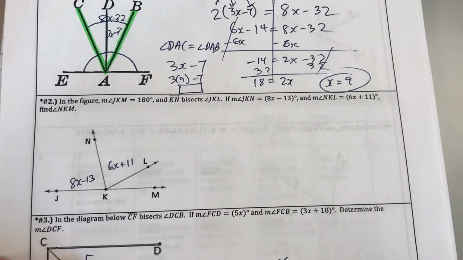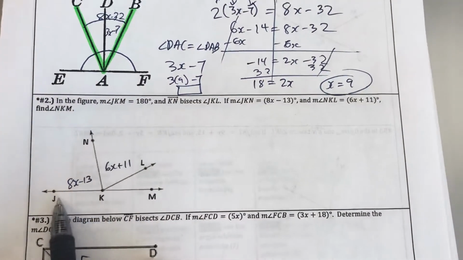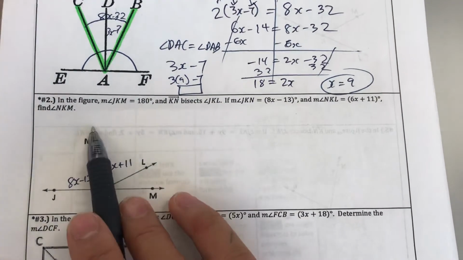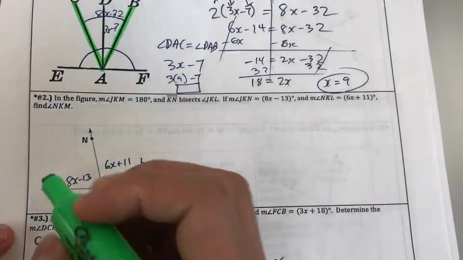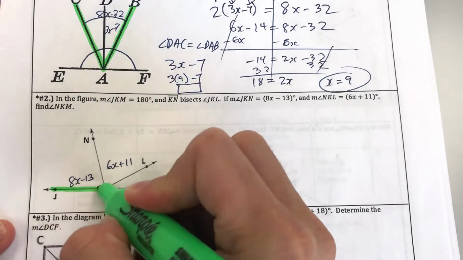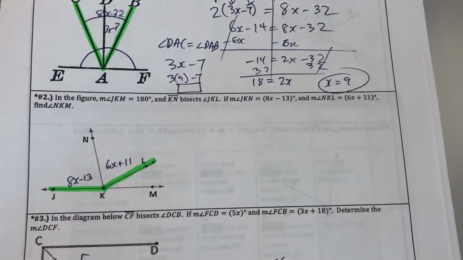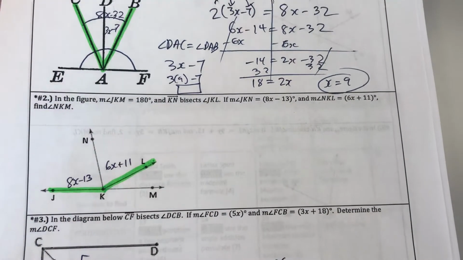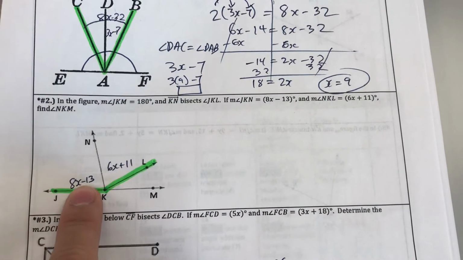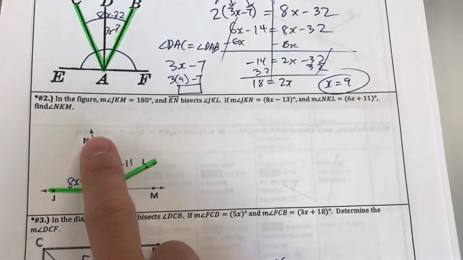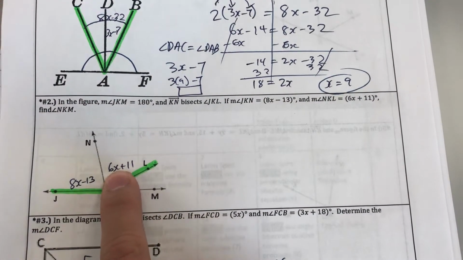It's a little bit more complicated, right? In this figure, this entire thing is 180, that's given. This is the thing that's cutting JKL in half, okay? So again, I'm going to highlight it in green. JKL is here, it's literally being bisected with an angle bisector in half. So JKN is 8x minus 13, right? And NKL is 6x plus 11.